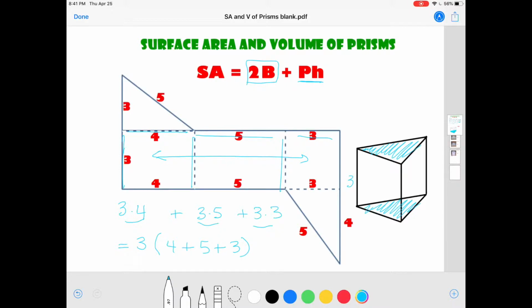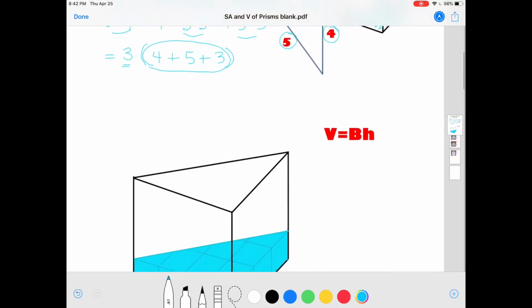So that's just taking the height of the prism times, do you see what this is? It's the perimeter of one of those base triangles. So the perimeter of the base shape and the height is basically just taking a base times a height, a base times a height, and a base times a height, but just doing it all in one step. So that's the reason that that formula makes sense.